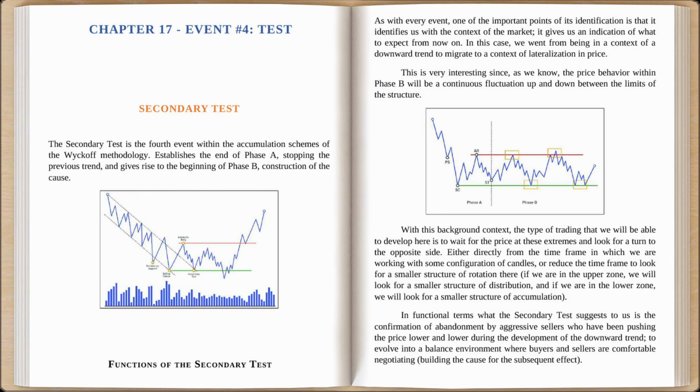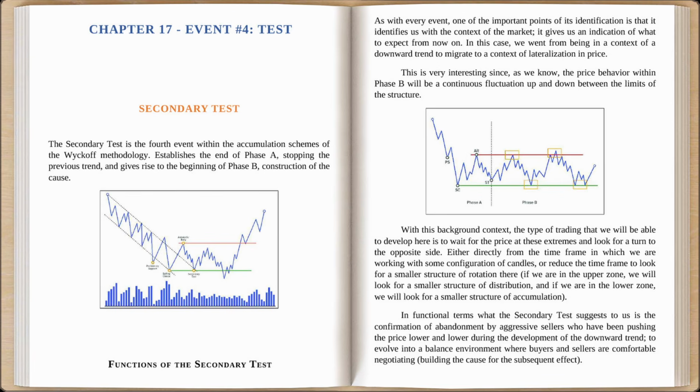With this background context, the type of trading that we will be able to develop here is to wait for the price at these extremes and look for a turn to the opposite side, either directly from the time frame in which we are working with some configuration of candles, or reduce the time frame to look for a smaller structure of rotation there. If we are in the upper zone, we will look for a smaller structure of distribution, and if we are in the lower zone, we will look for a smaller structure of accumulation.